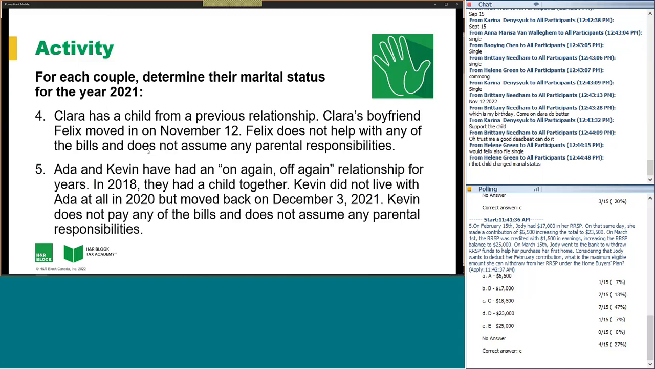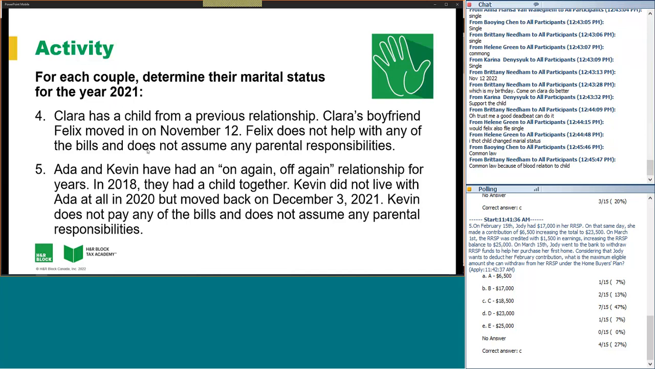Ada and Kevin have an on-again, off-again relationship. This happens for years. In 2018, they had a child together. He didn't live with Ada in 2020, but he moved back in with her on December 3rd, 2021. He doesn't pay bills and he doesn't assume parental responsibilities, but it is biologically his child and he is living with the mother of that child. What will their marital status be for the whole 2021 tax year? Because he moved in on December 3rd, 2021.